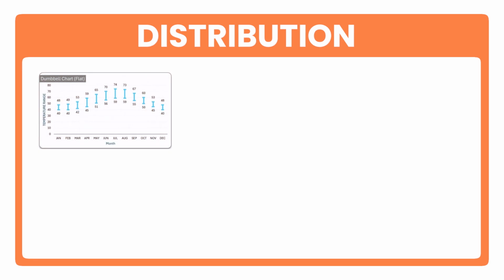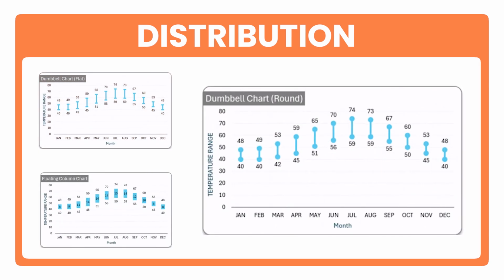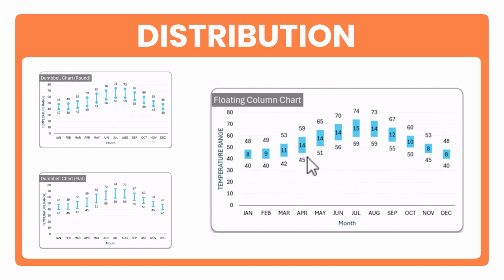Next is distribution. Distribution of the data can be shown with many different charts, but using column charts, we can also show, for example, take the middle one. This is a floating column chart, which shows the minimum and the maximum temperature, average minimum and average maximum temperature for each month for a city.